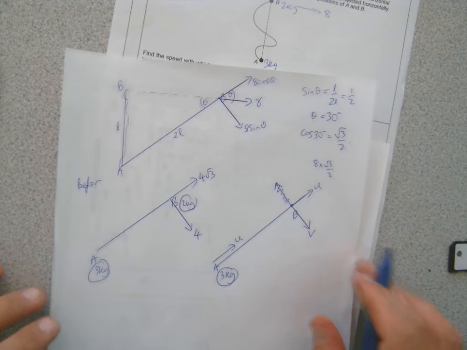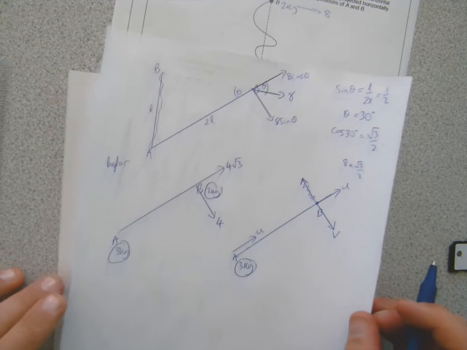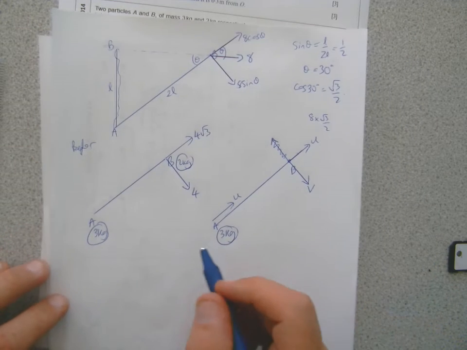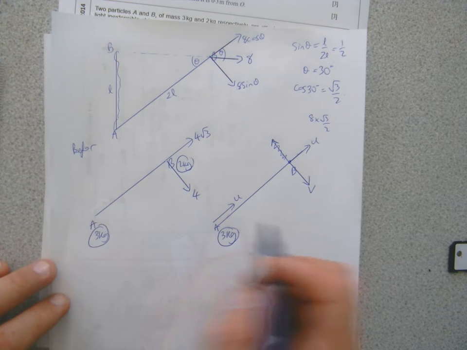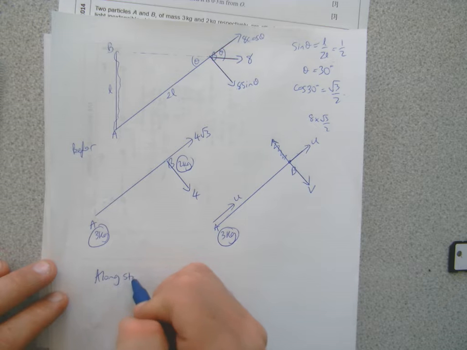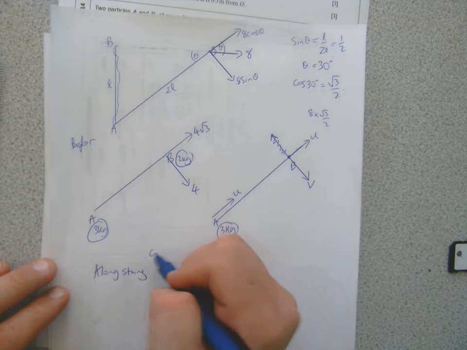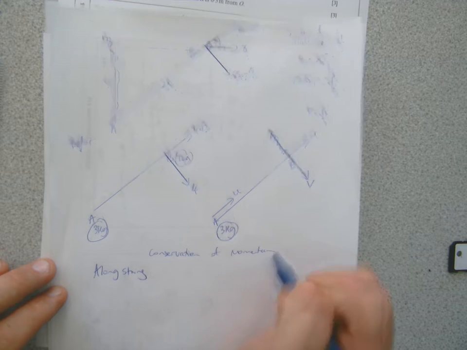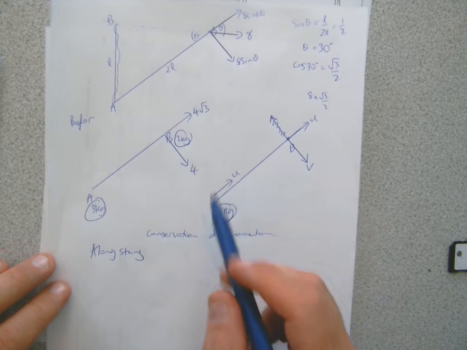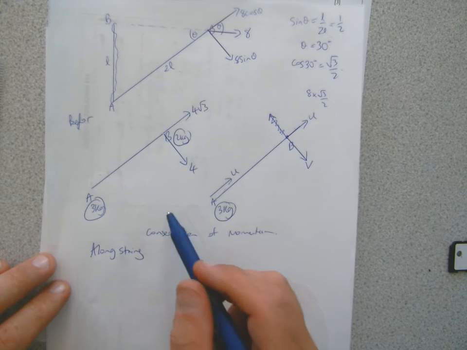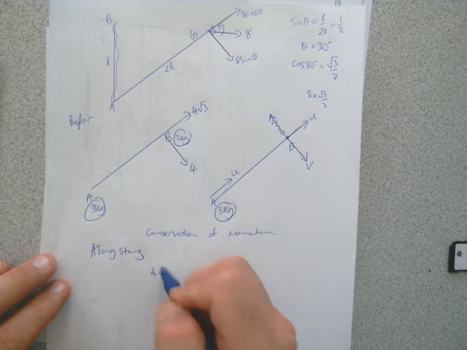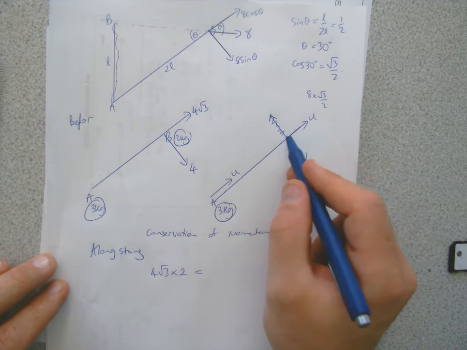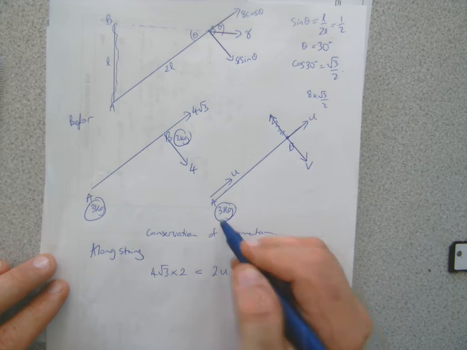Alright, so let's have a look at what we've got. If we look at conservation of momentum, along the string, to start with, we resolve using conservation of momentum. Along the string, we'll have some momentum before. It's going to be 4 root 3 times 2 kilograms, and there's nothing there. Equals the momentum after, so we're going to have 2 kilograms times U plus 3 kilograms times U.